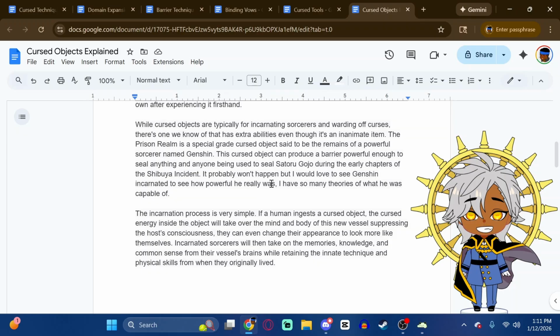It probably won't happen, but personally, I think it would be cool if Genshin could be reincarnated into the modern day. I finished the JJK manga, and I can tell you Genshin is not around, unfortunately.